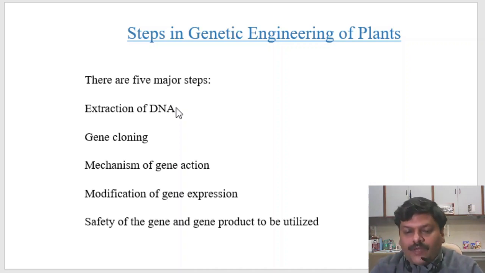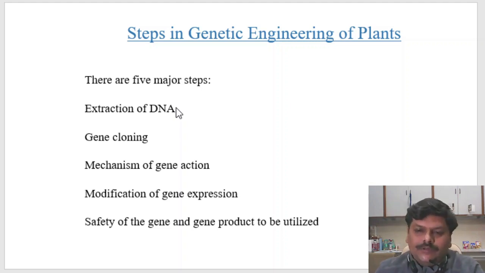So after identification of that gene, DNAs are extracted and cloning of that gene is done. We study the mechanism of that gene action, and then we try to modify the expression of that gene by swapping or by changing the promoter activity. After that, when it is transferred to the plant, the safety aspect of gene and its products are done. We will discuss what we mean by safety aspects and what are ethical issues involved in plant genetic engineering.